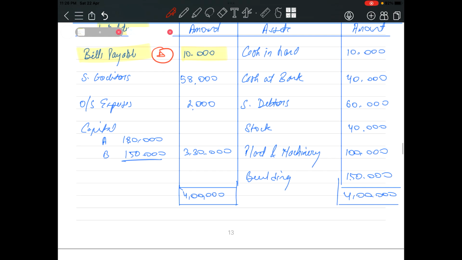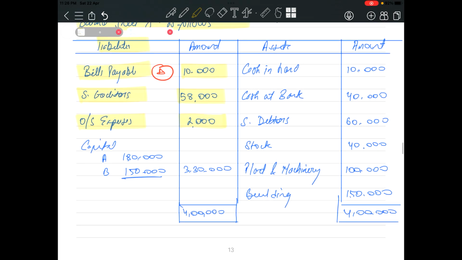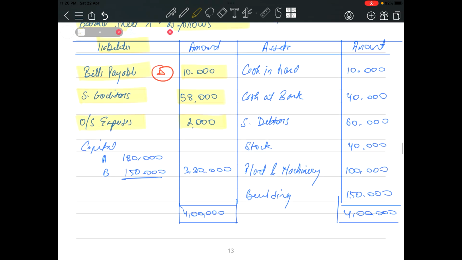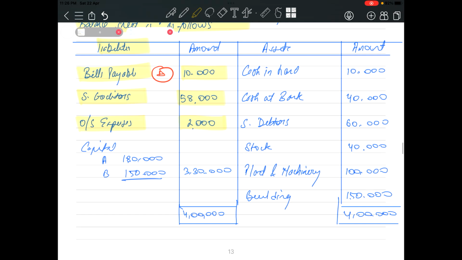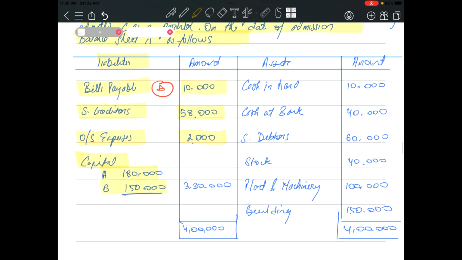Now sundry creditors has been given, 58,000. Outstanding expenses, I have discussed this also in detail. Students just used to buy hard: if there is outstanding expenses, you add to the P&L account; if there is prepaid expenses, you minus from the P&L account. I have discussed it in detail, you can go and watch that. Capital is given 1 lakh 80 and 1 lakh 50, so total is 4 lakh.